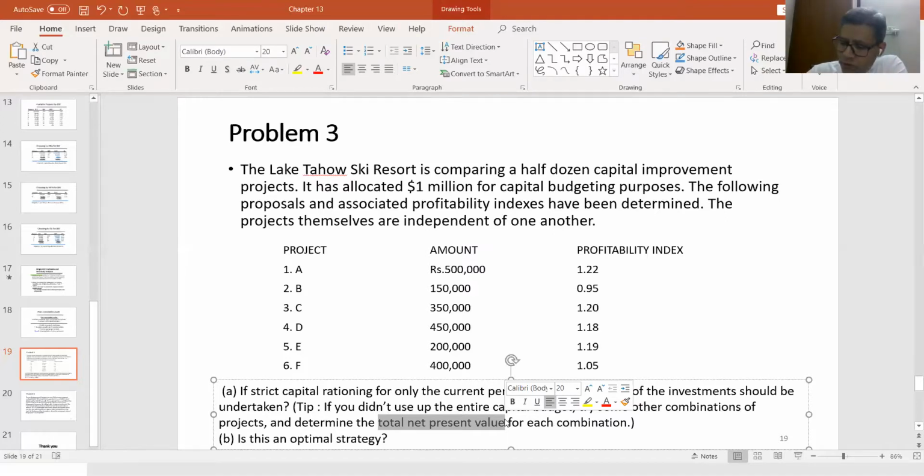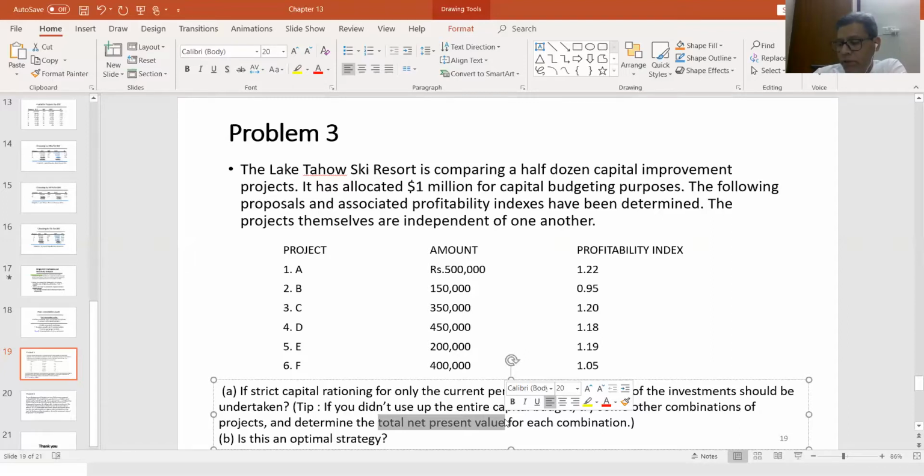So I'm going to find out which project has the highest profitability index. On one side we have amount, profitability index, and we can select project A having 500,000, with profitability index 1.22, and then maybe we can go for project C. Yes, project C, 350,000, and the profitability index is 1.20. This is the first combination that we have.